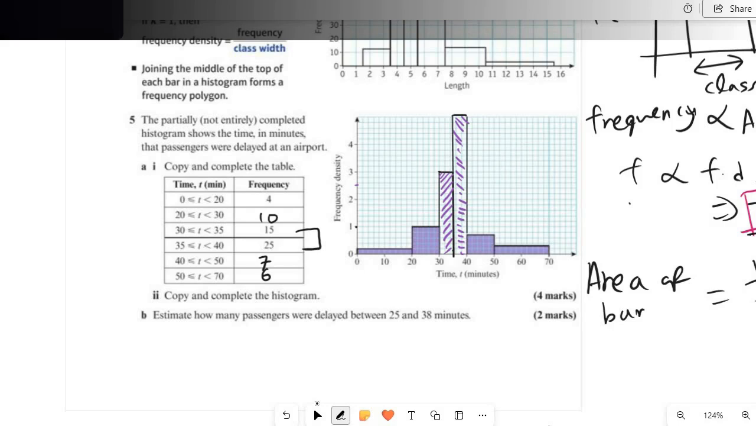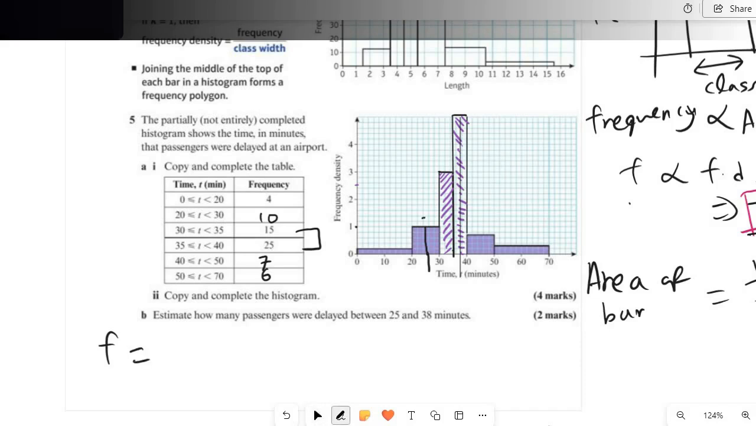For number B, we have to estimate how many passengers were delayed between 25 and 38 minutes. So from 25, it's going to be from here, and then up to 38, which is around here. So we have to calculate the total number of people around this range. So you use the same formula. F equals K multiplied with frequency density into class width. Because K is 1, we do not have to write that again.